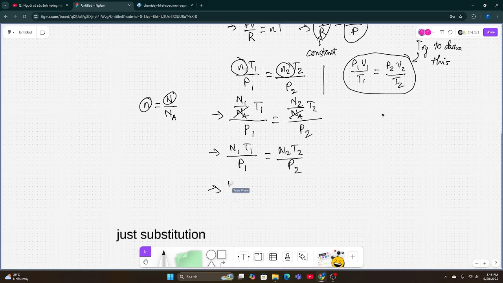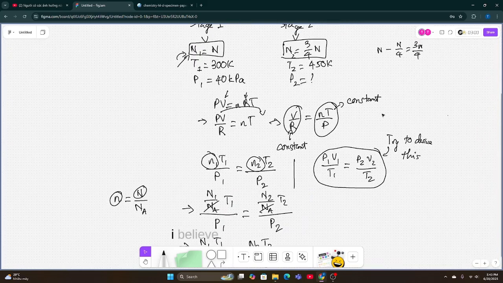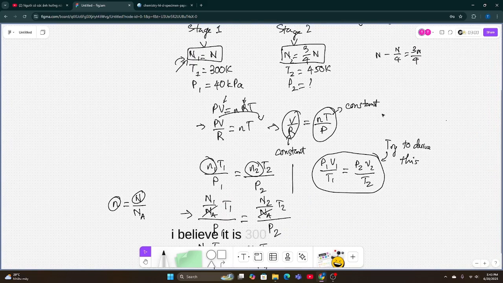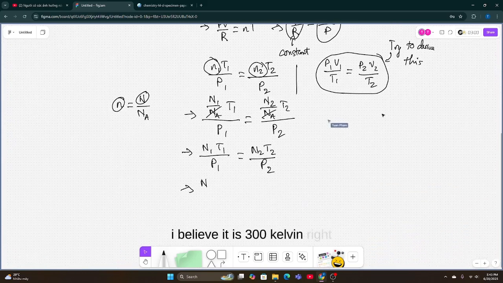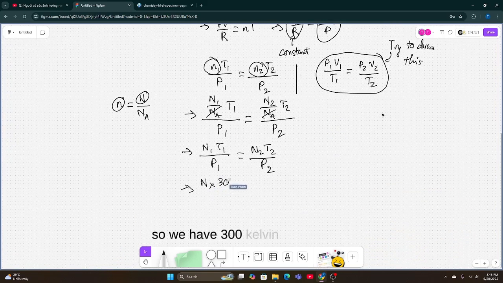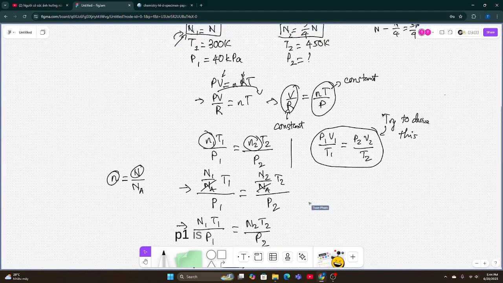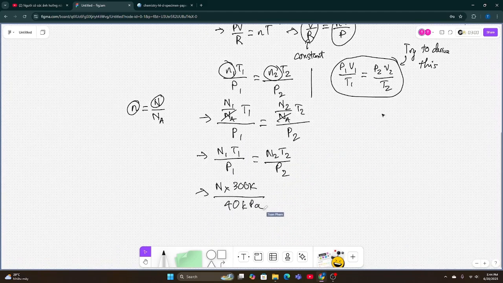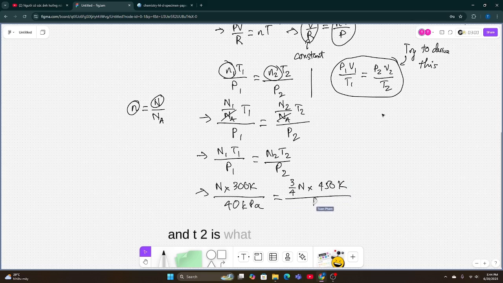Our N1 is equal to big N. T1, I believe it is 300 Kelvin, right? So we have 300 Kelvin divided by P1, which is 40 kPa, is equal to N2, which is 3 over 4 N, T2 is equal to 450 Kelvin, and P2 is what we are finding.